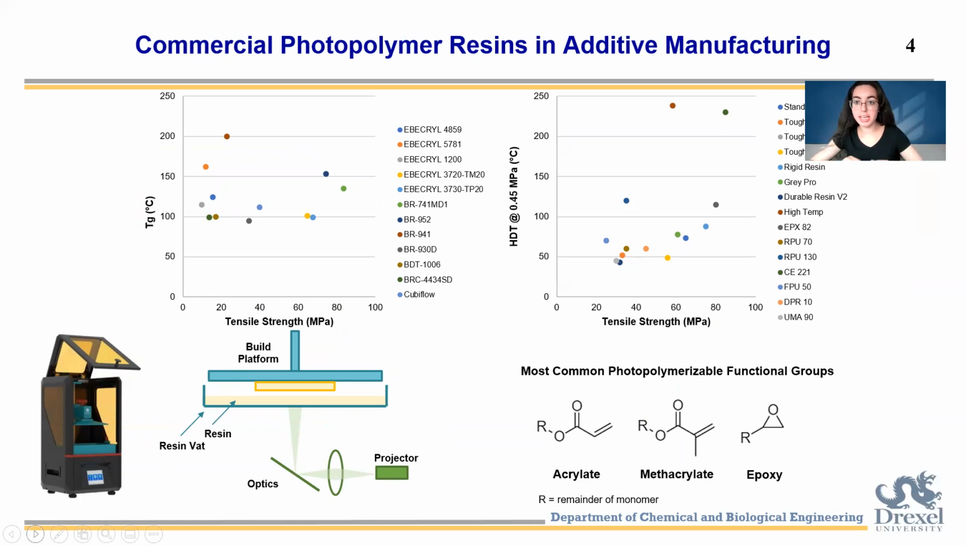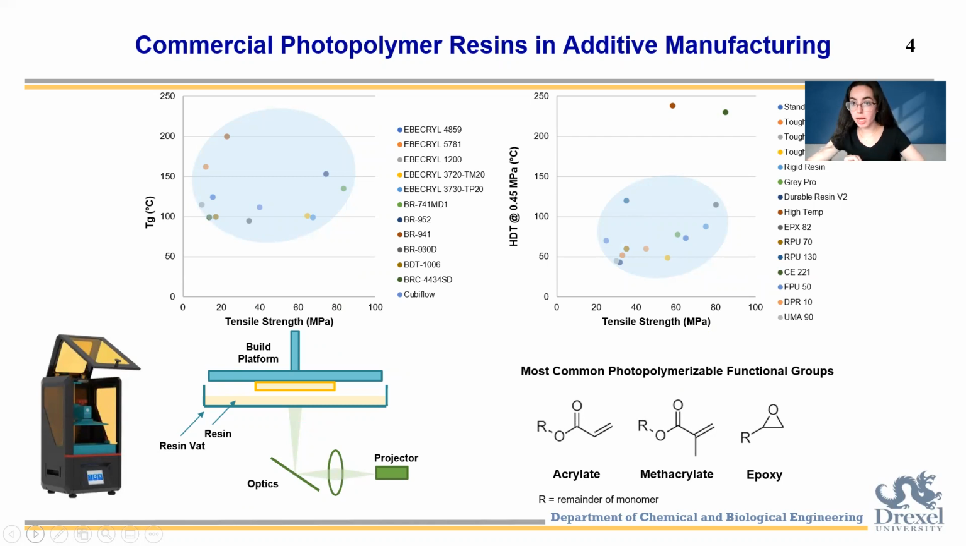I've collected the data here, presenting them sort of like a scatter plot. We can see that a lot of these systems don't attain very high tensile strengths. Much of them remain below 60 megapascals. However, they can attain high thermal properties owing to the high cross-link density of these networks.